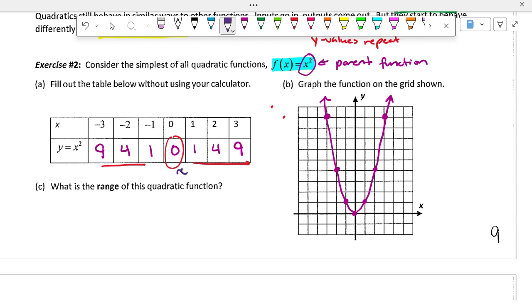So this right here is known as the vertex, which if you look, isn't this where that function changes direction? So like if I go from left to right, I just follow my pencil along the graph. I'm going down, down, down, down, down until I hit the vertex. And then what do I start doing? Going up. All right.